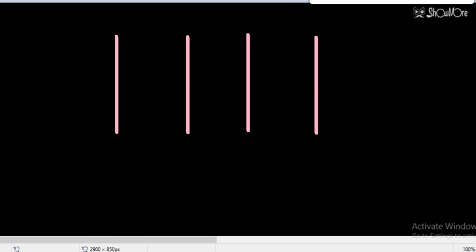This sheet has charge density plus sigma. This is plus 2 sigma. This is plus 3 sigma. And this is minus 4 sigma. So let's start the discussion now.